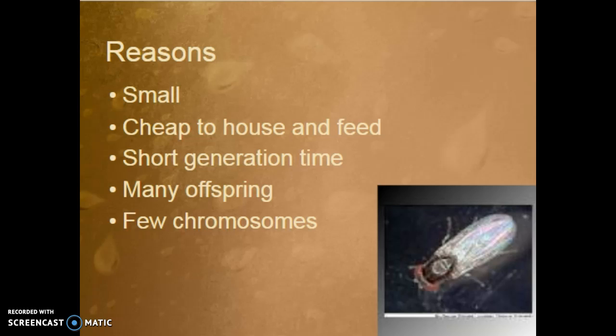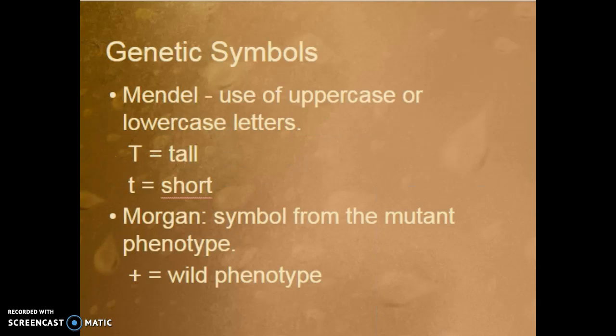But why did Morgan choose fruit flies, specifically Drosophila melanogaster? Well, they're small. You've seen a fruit fly. They're tiny. Cheap and easy to feed. They have a short generation time. They don't live very long. They have a lot of offspring. They have few chromosomes. So if you're trying to find the address of a chromosome for the first time, it makes sense to start with a simplistic organism. Unfortunately, for most bio students, the notation is tricky.